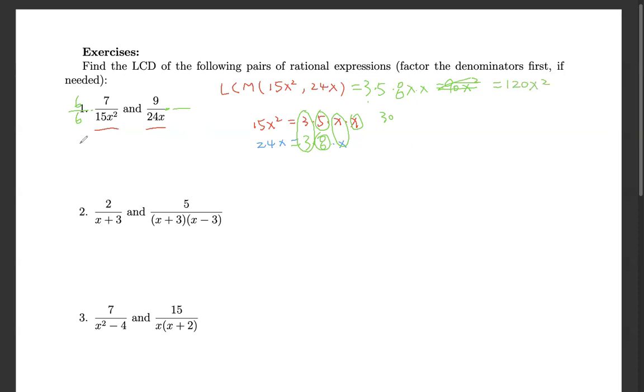120x squared. So change this one, 15x squared to be 120. We need to multiply by 8 divided by 8. Change 24x to be 120x squared. We need to multiply by 5, right? 5x over 5x.